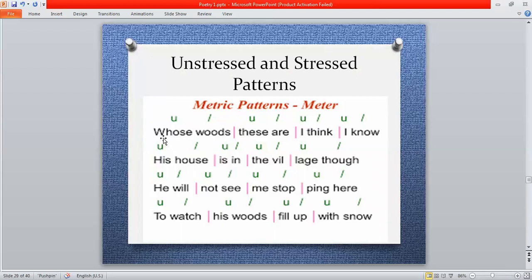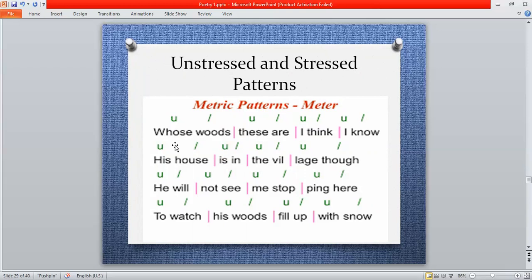One more example. Whose words these are? I think I know. When I confront such a line of poetry, how can I determine which word to stress and which one to unstress?